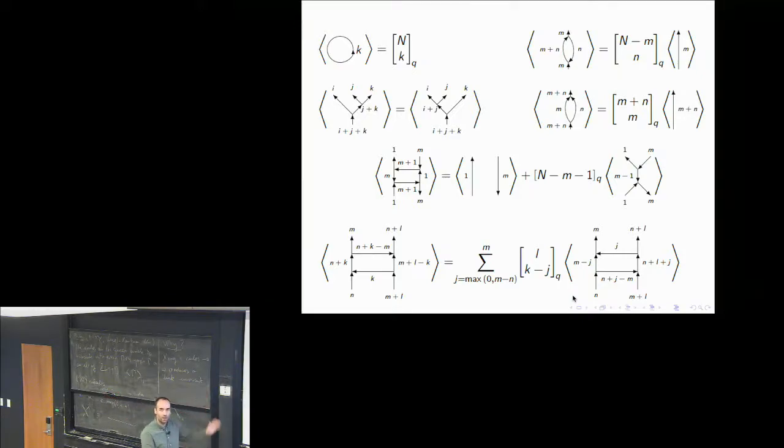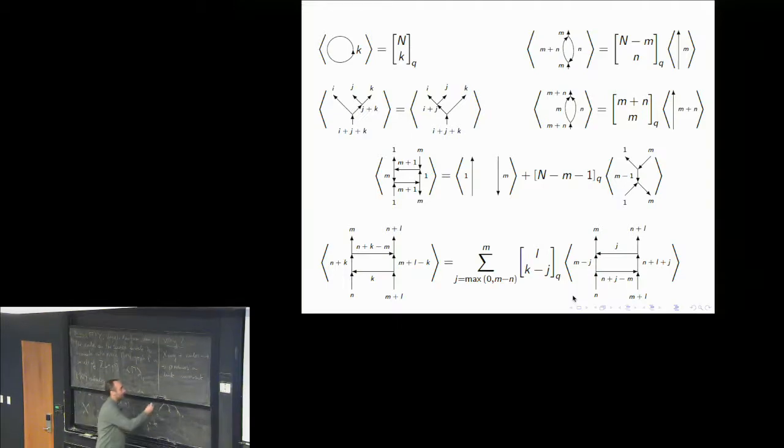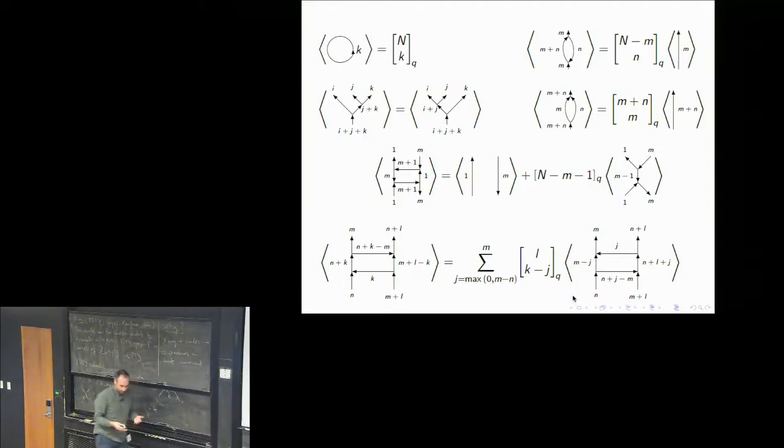And of course, the good way to think about that is to think that all these rules come from algebra, from the representation theory of a quantum group, and I don't want to go into details here. It's just that this link invariant is the UQSLN link invariant.